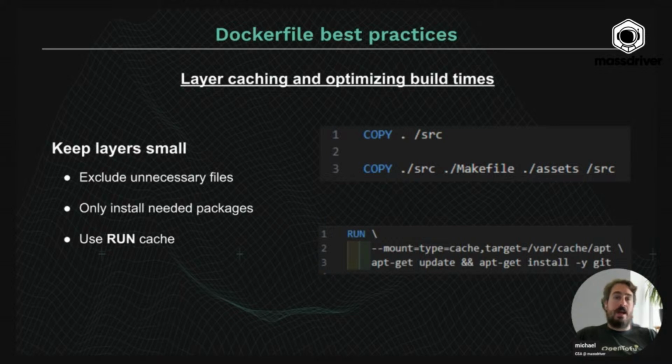Now let's talk about caching with the run instruction. The run instruction in the bottom example uses a specialized cache. This cache stores the contents of the target directory between builds. This means that when rebuilding, Docker can reuse the cached packages and only fetch updates, which speeds up the installation process. By carefully managing the files you copy and leveraging caching, you significantly improve your Docker image build times.